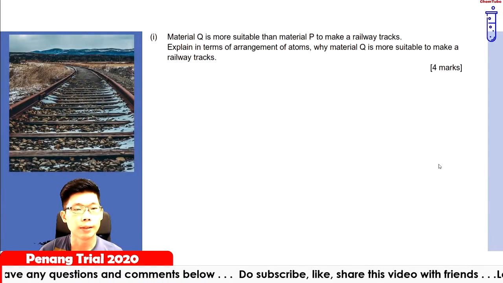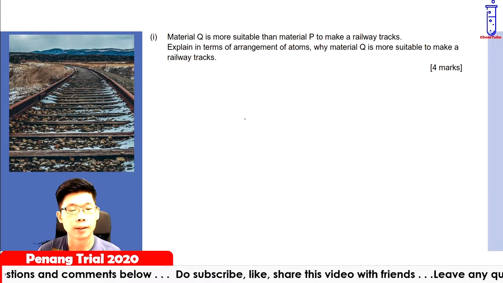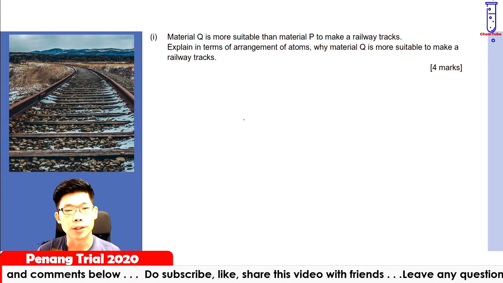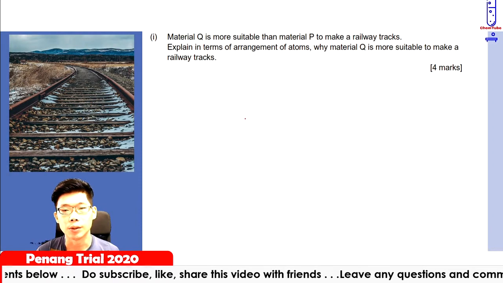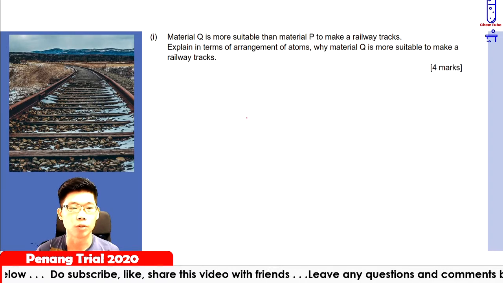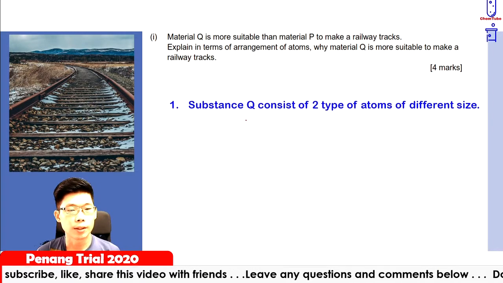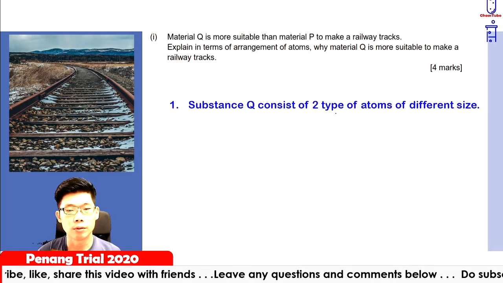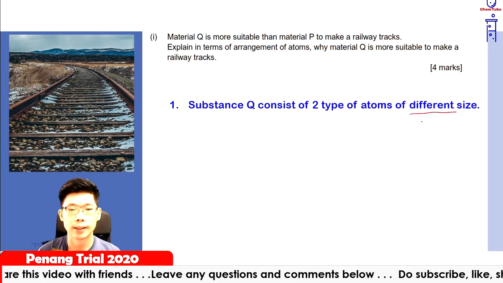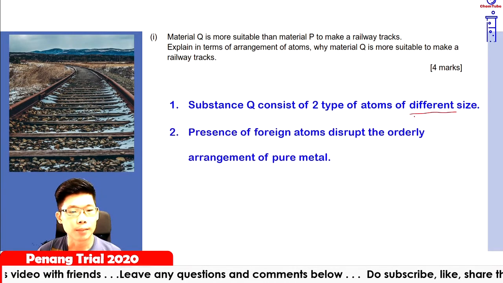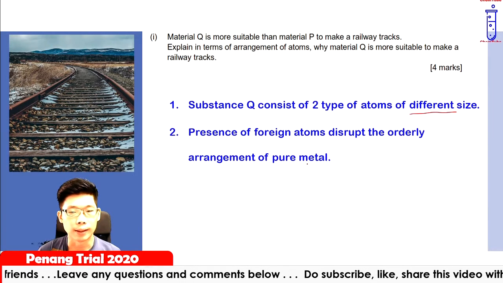Okay, so material Q is more suitable than material P to make the railway tracks. Explain in terms of arrangement of the atoms. Explain why material Q is more suitable to make the track. So 4 marks. Number 1, you can mention substance Q consists of 2 types of atoms of different size.